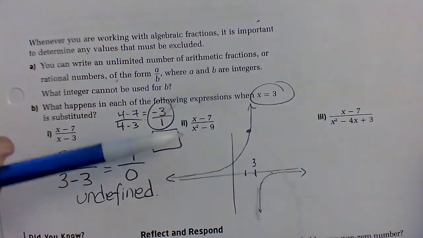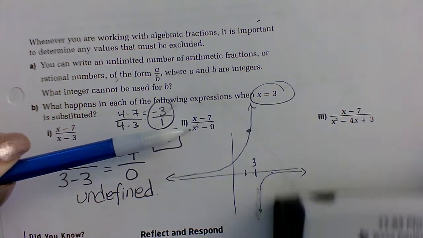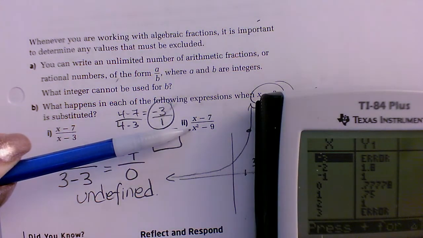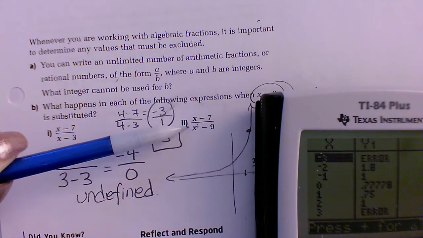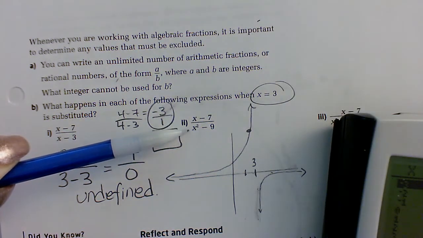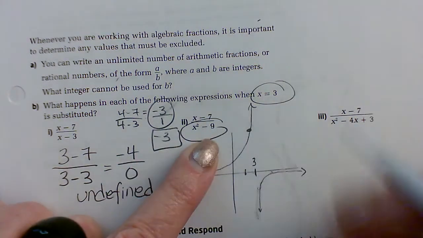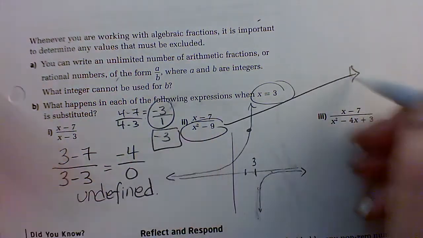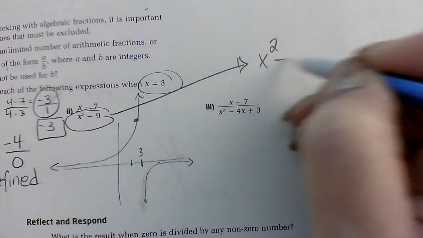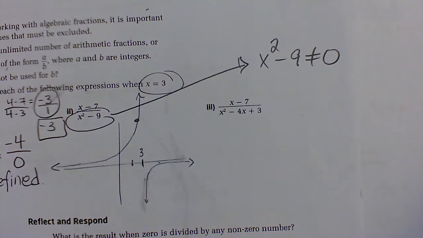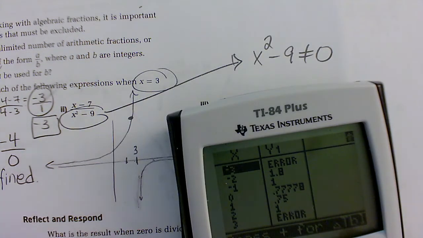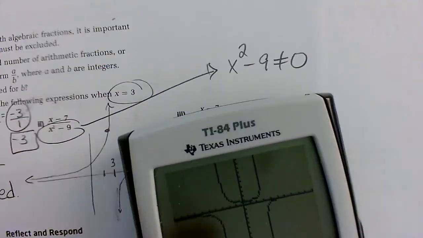Now look at this denominator. This is a super one. Why do 3 and -3 end up as errors? Look at your denominator. It's an x squared minus 9. Because where do I not want this thing to be? I want it not equal to 0. So x squared minus 9 cannot equal 0, because if it equals 0, then I will get those errors. So I need to know where those errors are.